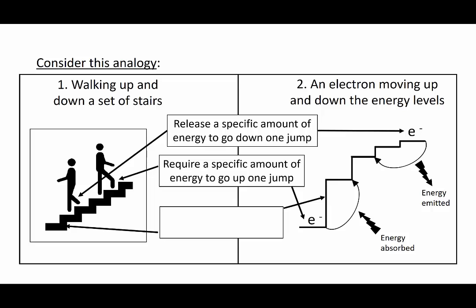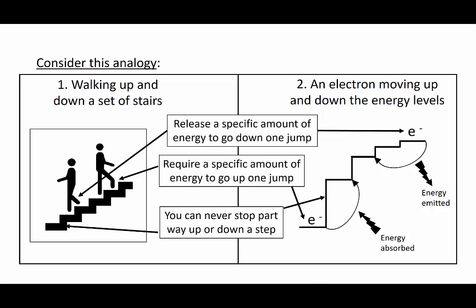Now, one of the key points to the analogy, though, just like you can't stop partway up a step, because typically you trip and you fall back down, the same thing is going to happen with an electron. If it only has enough energy to make it partway up a step, it just basically falls back down. So an electron can never exist between the energy levels. They have to be right on the energy levels.